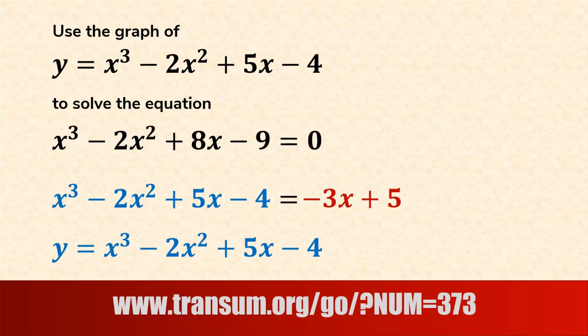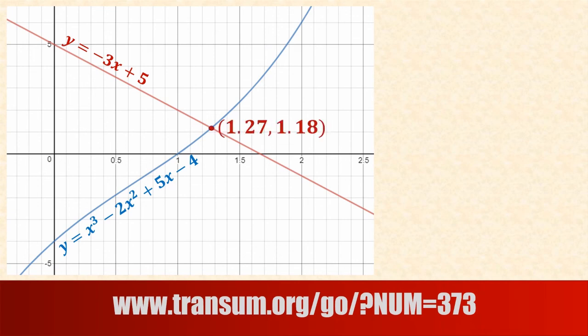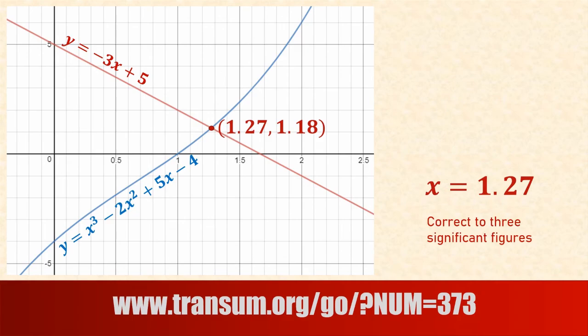First of all, I plot the blue graph, and then I plot the red graph. I'll look at the point of intersection and then estimate the answer to 3 significant figures. So I get x is 1.27, correct to 3 significant figures.